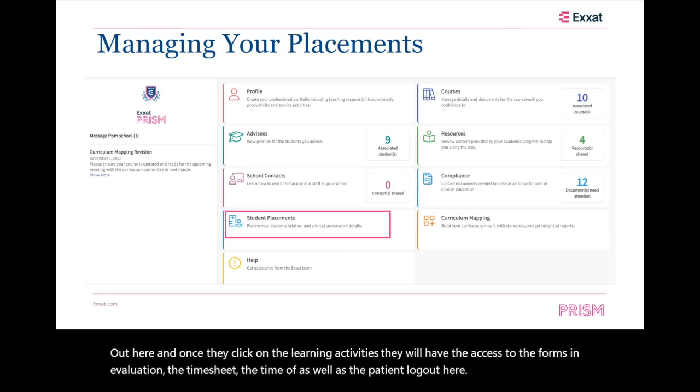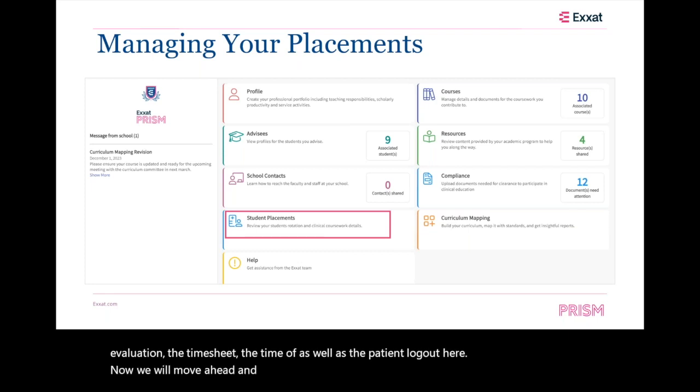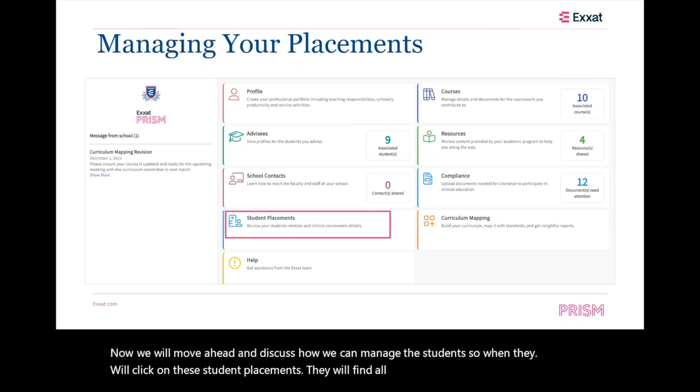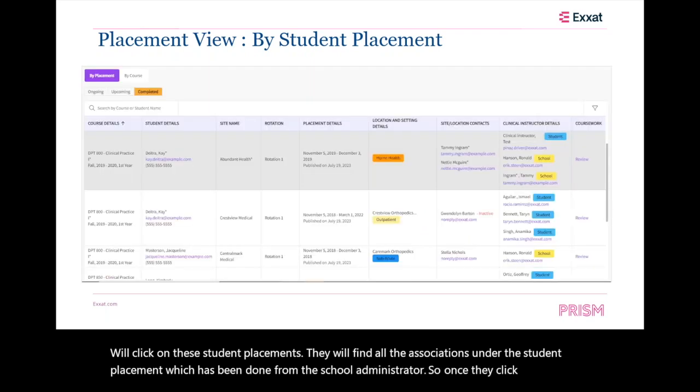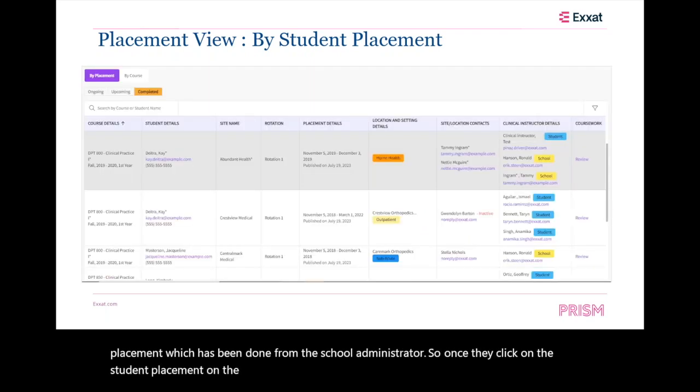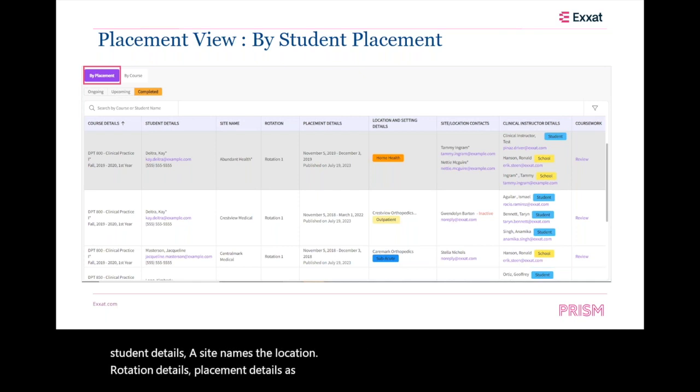Now we will move ahead and discuss how we can manage the students. So when they click on these student placements, they will find all the associations under the student placement, which has been done by the school administrator. Once they click on the student placement on the screen, they will find the detailed information about the course details, student details, site names, the location, rotation details, placement details, as well as the site and location contact.